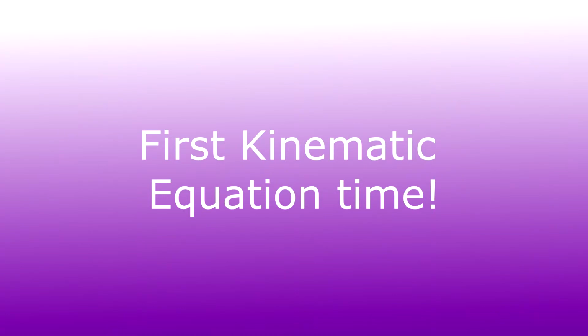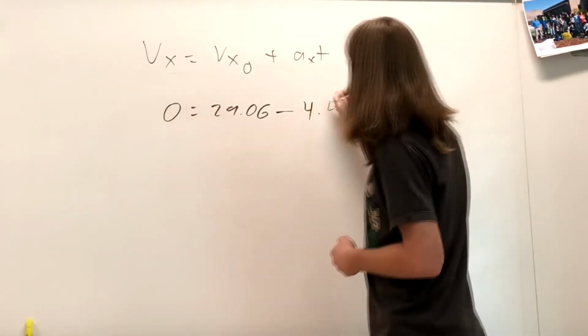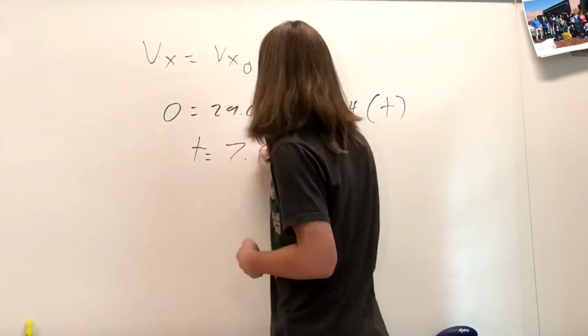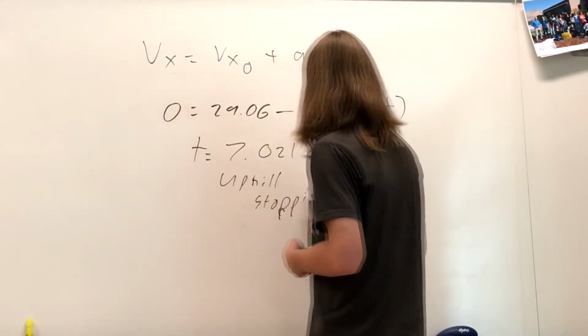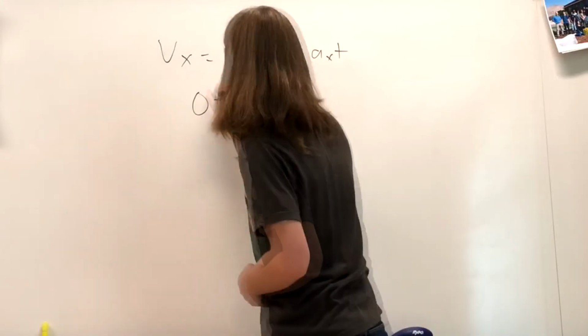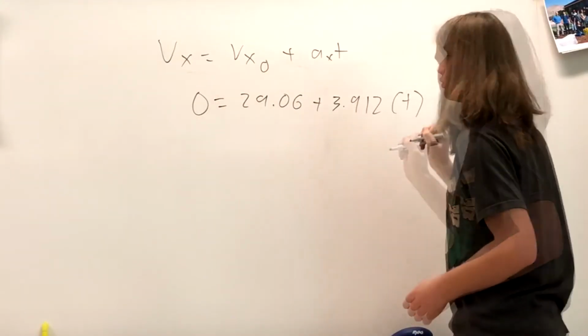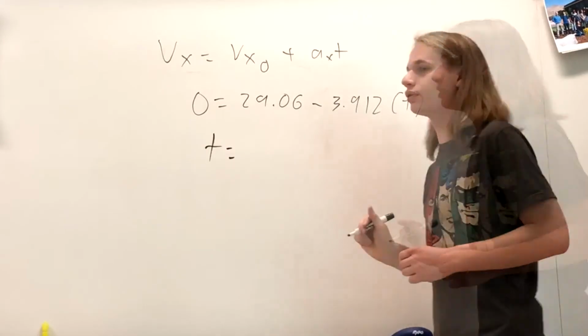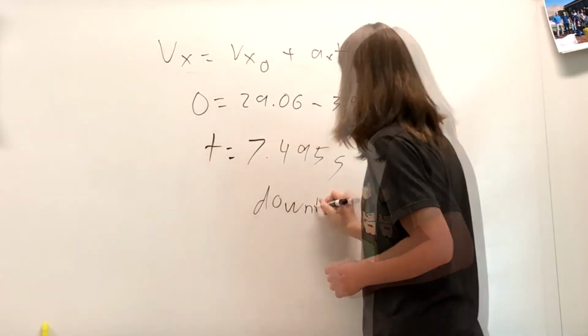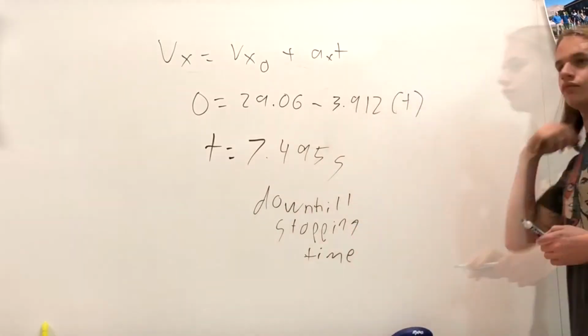In order to calculate the time it would take for a car to stop traveling uphill, we use the first kinematic equation. Velocity equals initial velocity plus acceleration times time. Using the initial velocity of 29 meters per second and uphill acceleration of negative 4.114 meters per second squared, we found the stopping time to be 7.021 seconds. In order to calculate the downhill stopping time, we used the same procedure but changed the acceleration measurements to negative 3.912 meters per second squared to reflect the lesser acceleration downhill. This produces a stopping time of 7.495 seconds when going downhill.